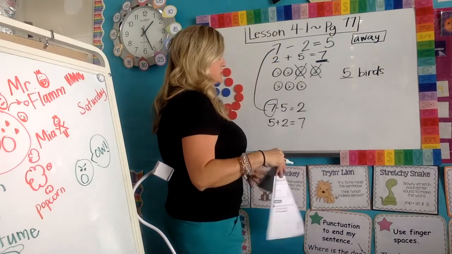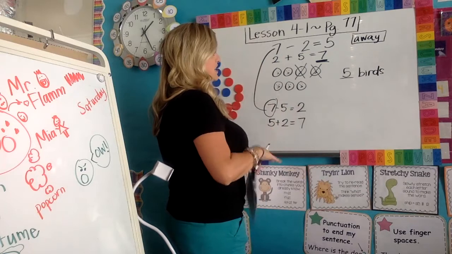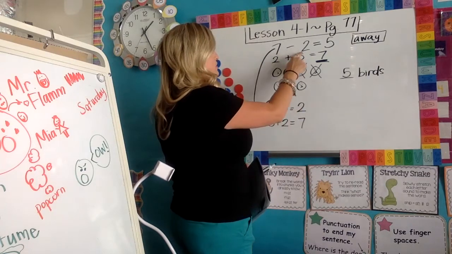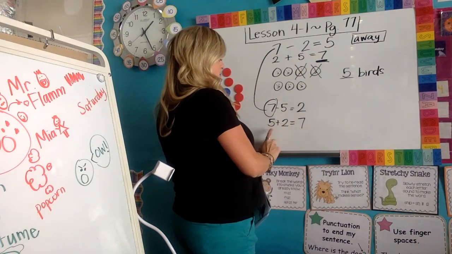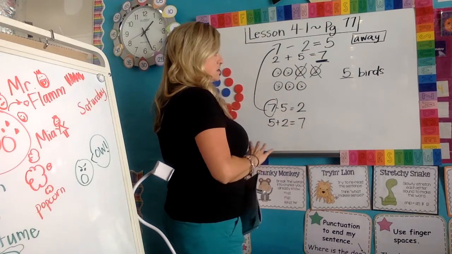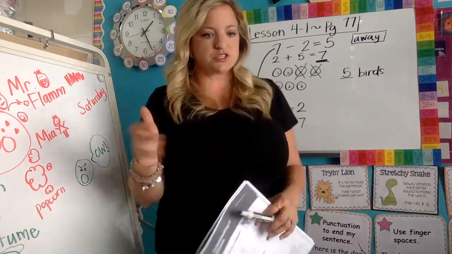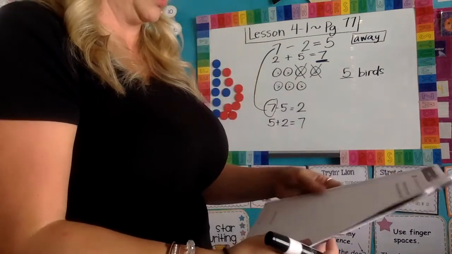I say same players, different parts because I am dealing with the same 3 numbers: 7, 2, 5. Same players, different parts. They just come in different orders when you have a fact family.